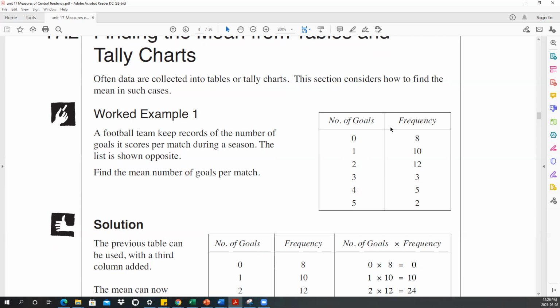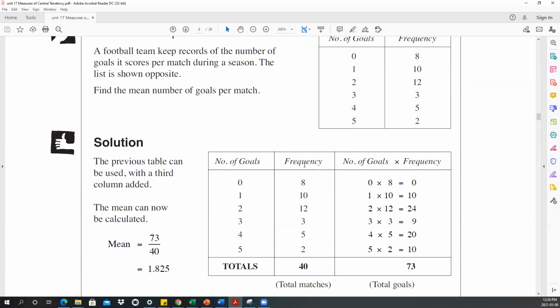And then they say, okay, in 8 matches, because if you read again, the football team keeps a record of the number of goals it scores per match in a season, right? So in 8 matches, you have no goal. 10 matches, 1 goal. 12 matches, 2 goals, and so on and so forth.